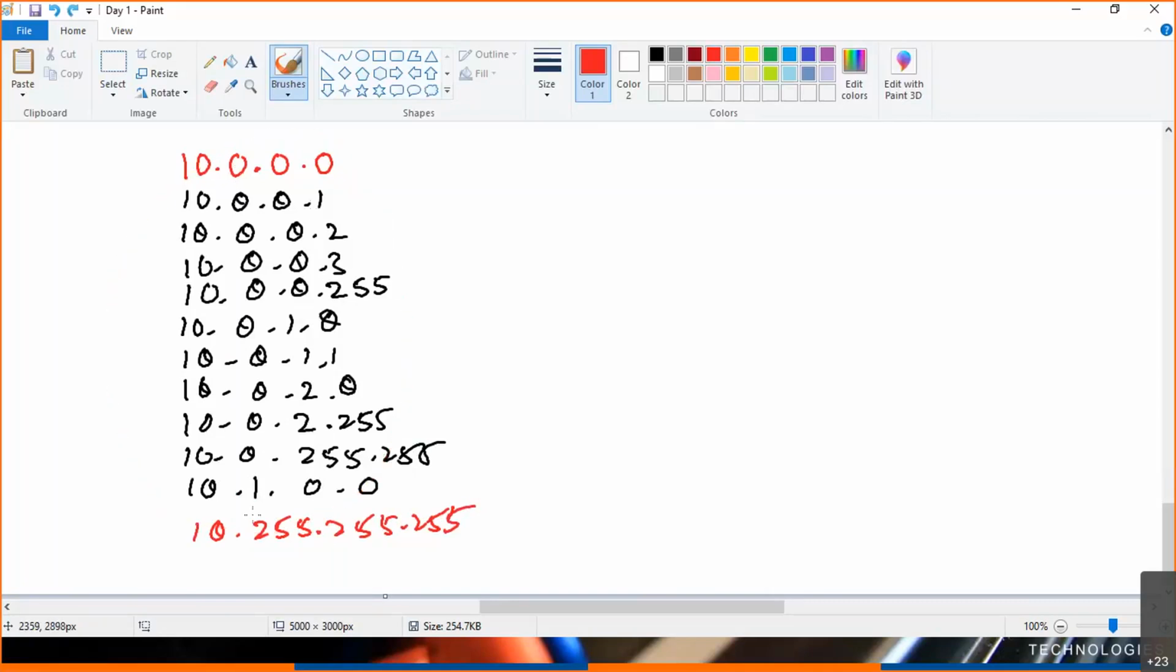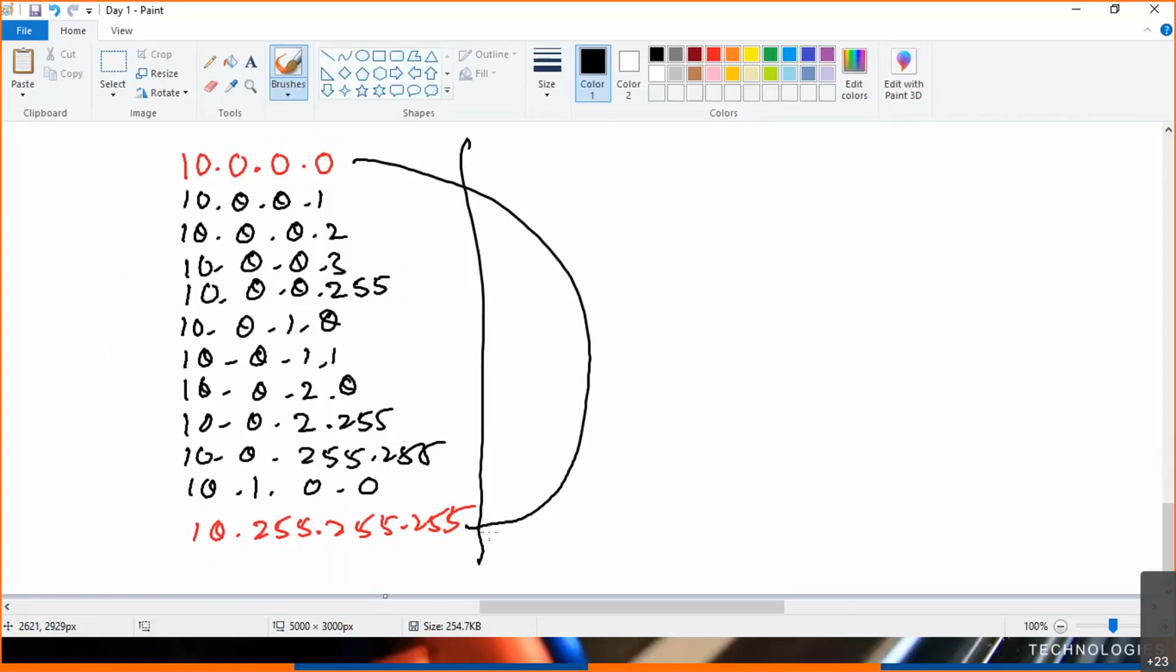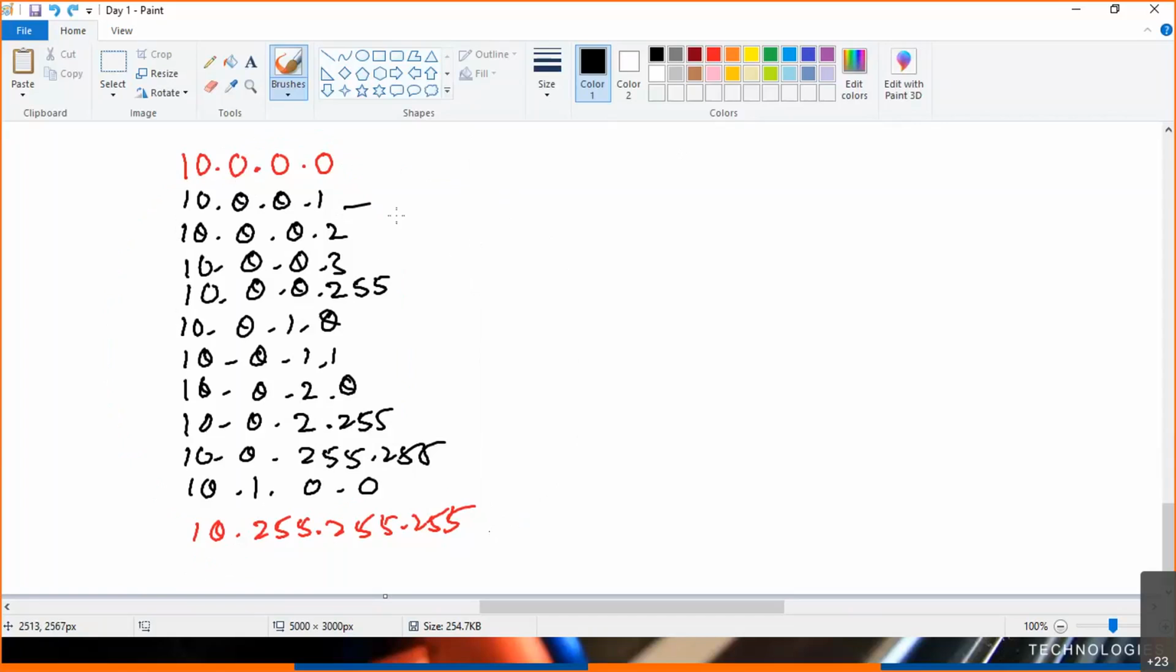After 10.255.255.255, now 11 will start. So from 10.0.0.0 to 10.255.255.255, how many total IP addresses are there? Don't count like this. Actually, how many IP addresses will be there? 16 million, which is 16,777,216, right? But we are doing minus 2.